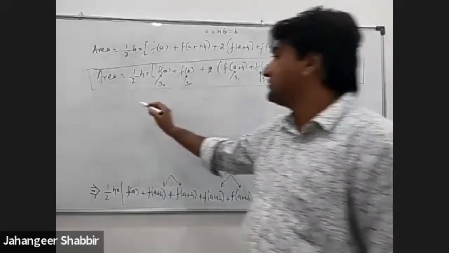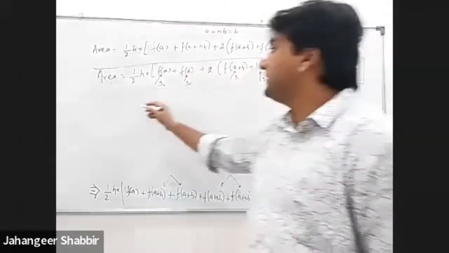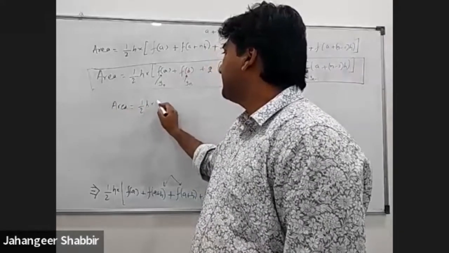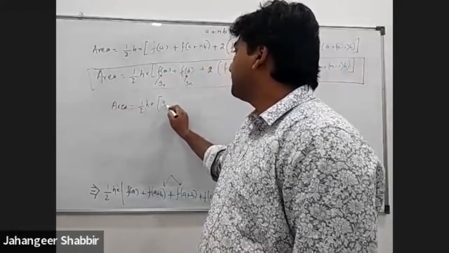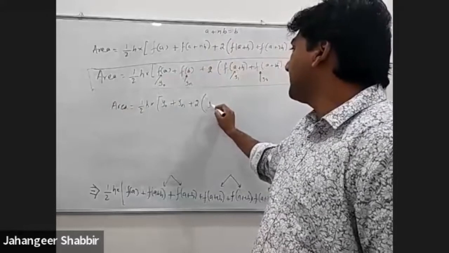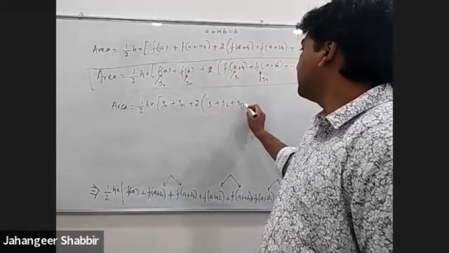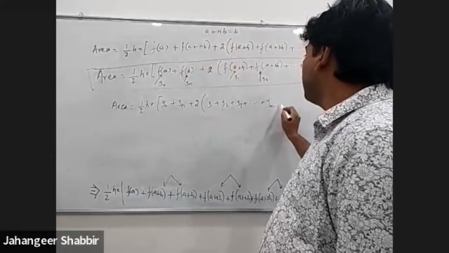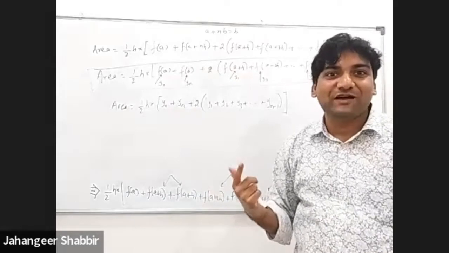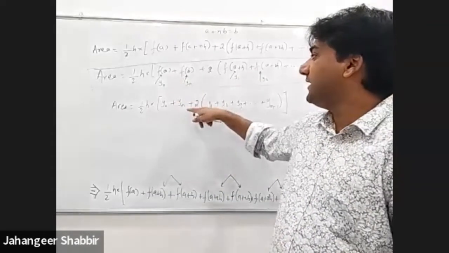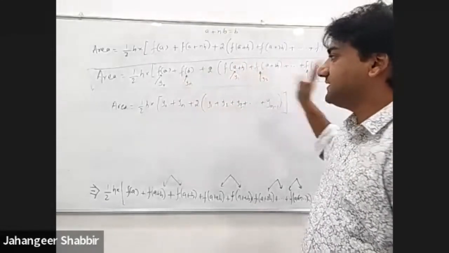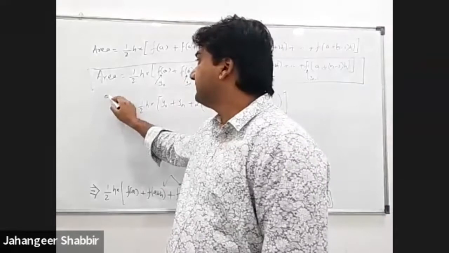So either you can write the way I presented over there, or you can write area equals 1 over 2 times h times bracket, y naught plus yn, and twice of y1 plus y2 plus y3 and finally yn minus 1. Okay, same thing. But you should know what is the meaning of y naught. What's y naught? f of a. And yn is f of b, the end value. And y1 is f of a plus h. Right? Please note this down.